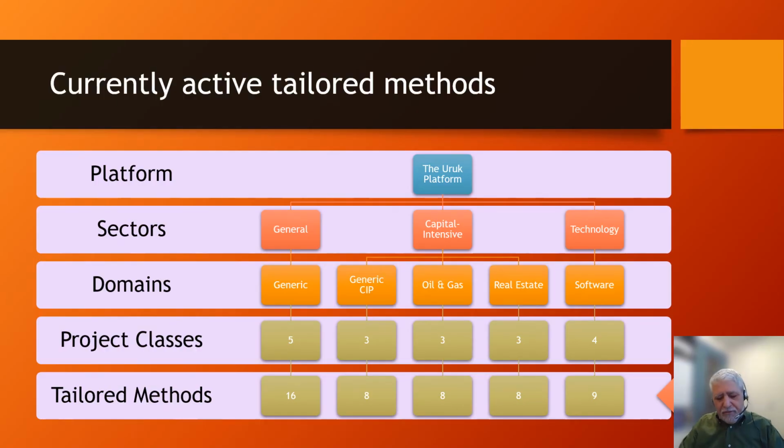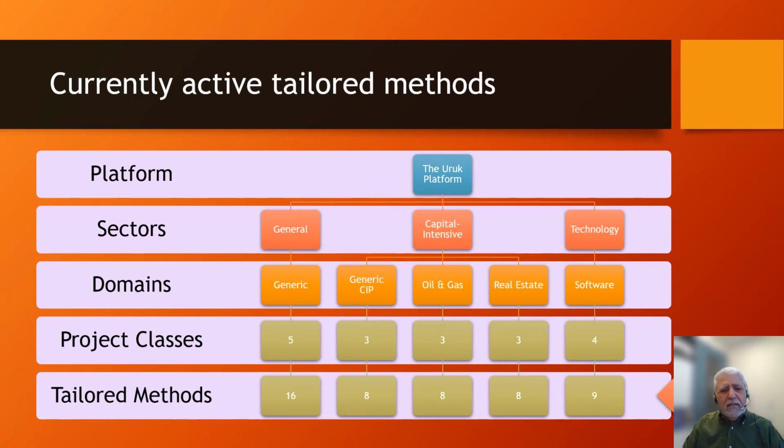So what do we have today? Obviously, if you go through the tailored method process, what you don't see behind the scenes is that you can follow the same concept here visually. Obviously, we have the platform. We have 3 sectors right now that are active in the system. You have these domains available.